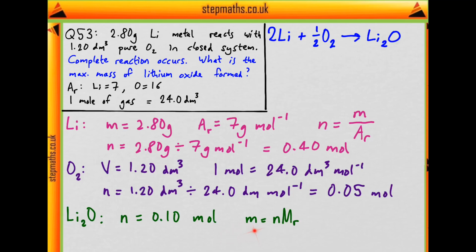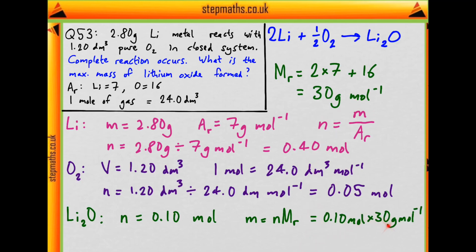So how do we get the mass of lithium oxide from this? The formula is mass is number of moles times relative molecular mass. We don't have the relative molecular mass yet, but how do we work it out? We have the masses of lithium and oxygen, so we just need to add them up. So 2 lithiums and 1 oxygen makes 30 grams per mole. So let's put the numbers in. We have 0.1 moles times 30 grams per mole. So what's the final mass? That's 3 grams of lithium oxide. And this corresponds to answer B on the question paper.